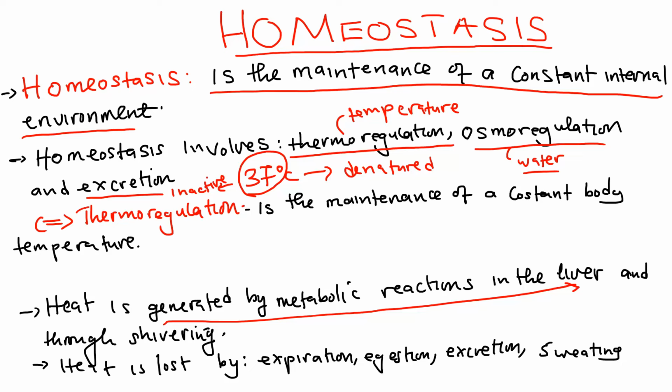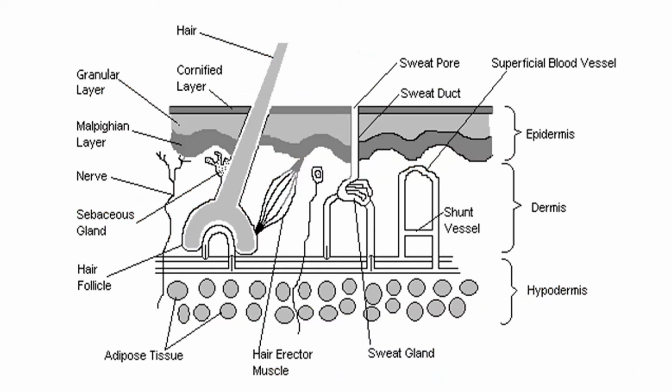Now, how is heat lost? Quite a number of processes are involved, but some of them are expiration, egestion, excretion, and sweating. These are some of the processes by which heat is lost from the body. It can also be through conduction. You need to know even those or some more. Very important. Let us proceed to look at the maintenance of heat, or thermoregulation.